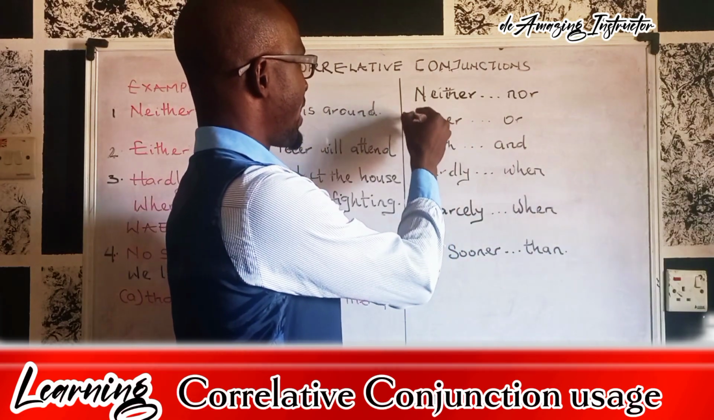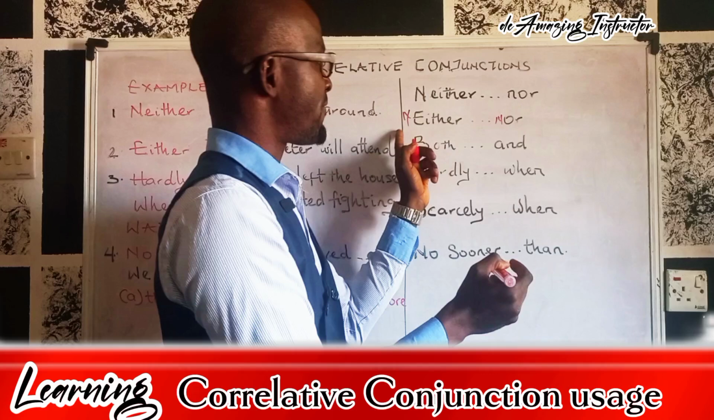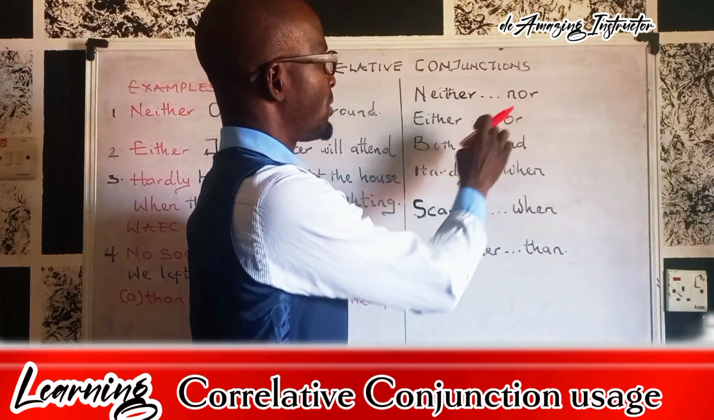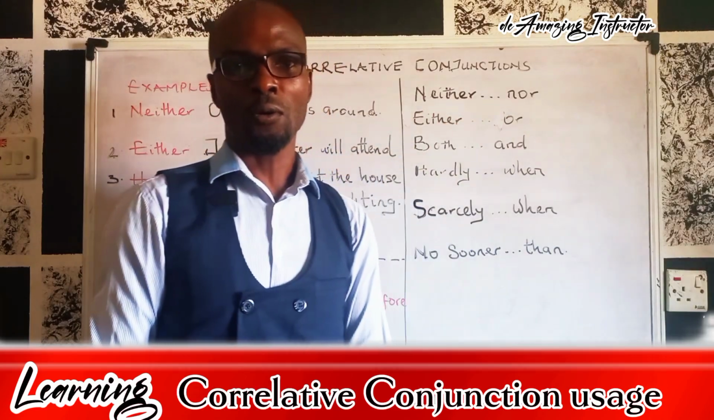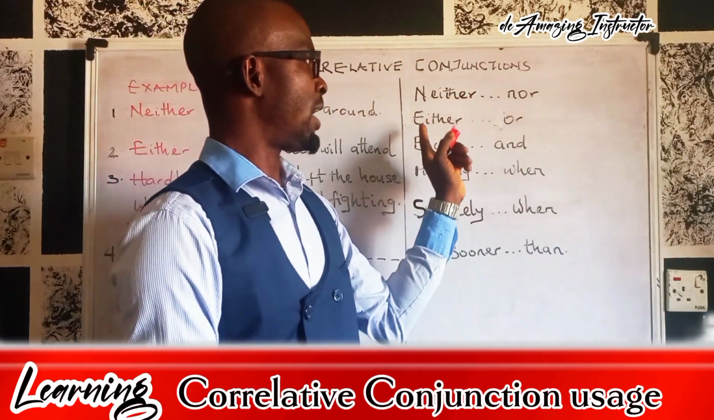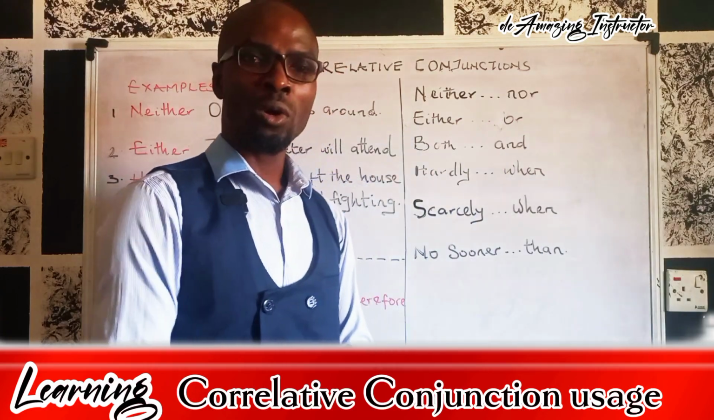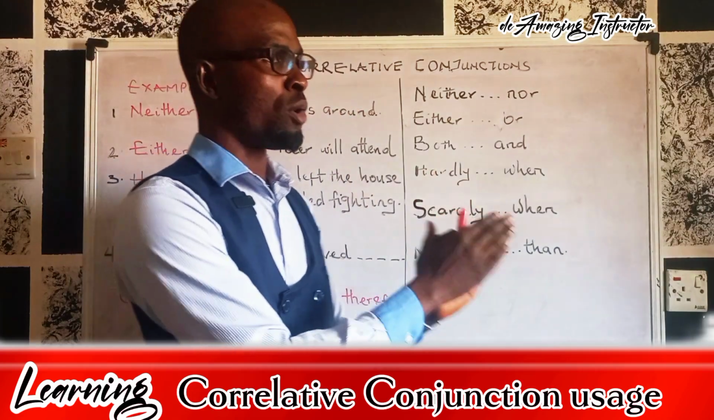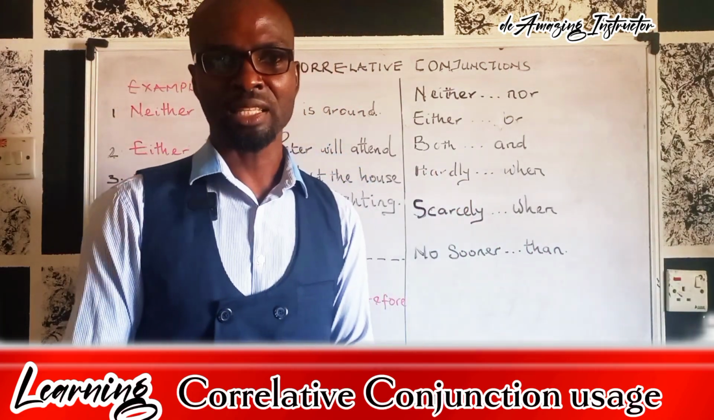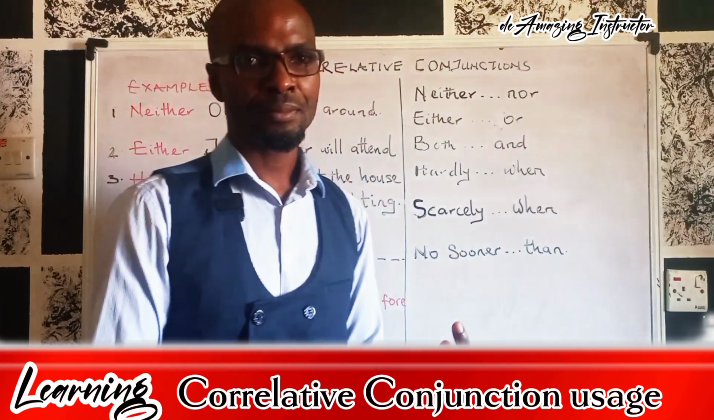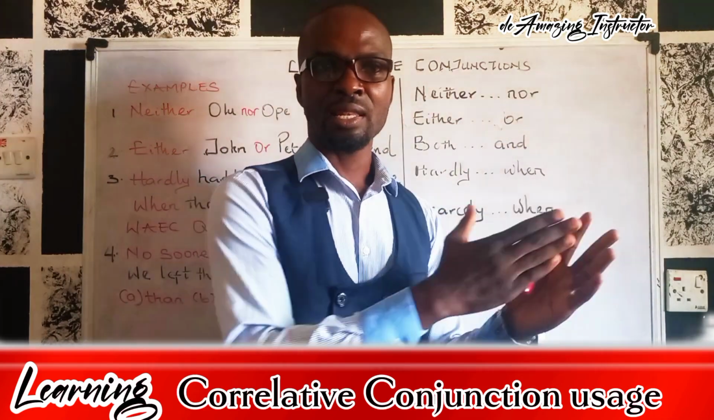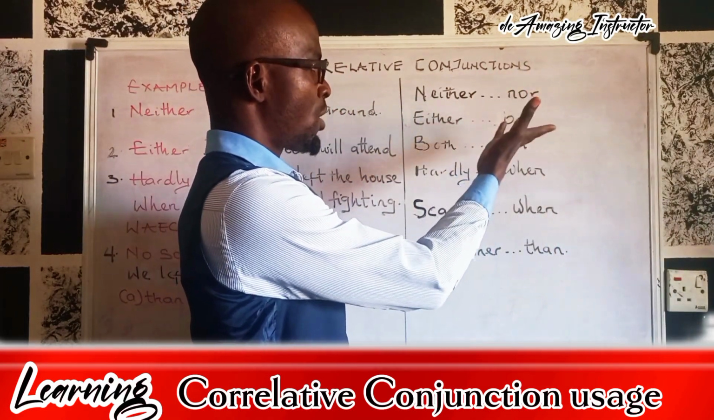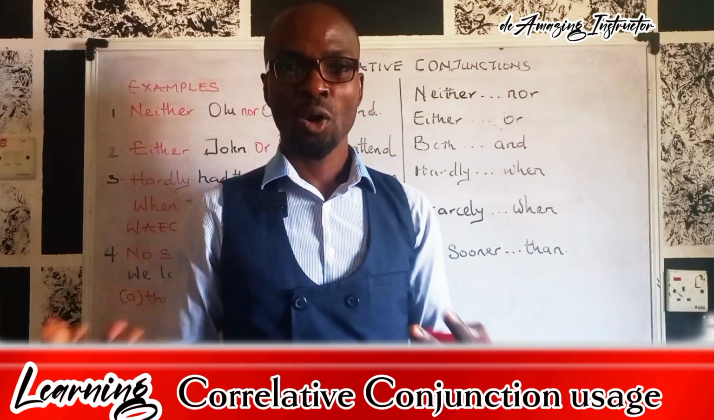For instance, if I have my N here, I have my N here. So I have neither, nor. But if I remove my N, and I remove my N also, I have either, or. So neither, nor and either, or. Either, or means one of them is involved. Either the boy or the girl should come. That is, one out of the two should come. But neither, nor means none of them should come. So that is the difference between neither, nor and either, or.